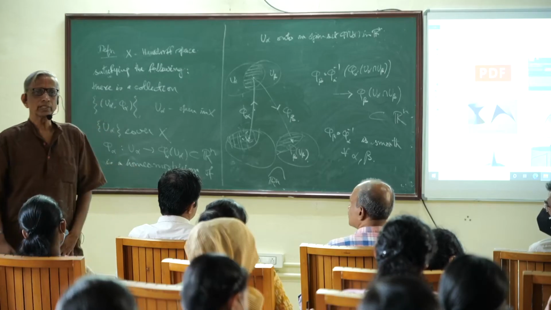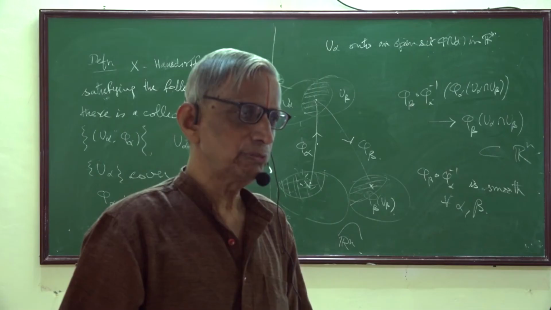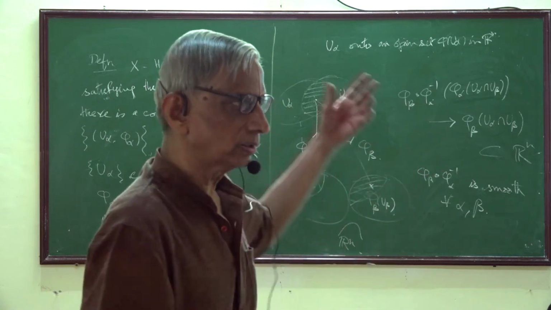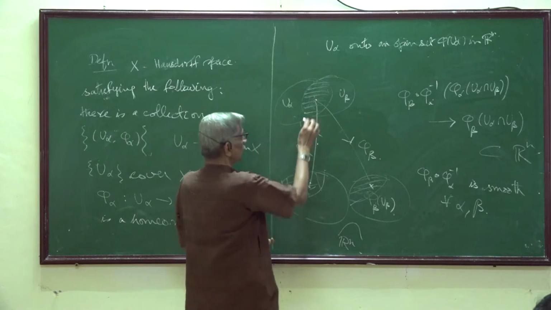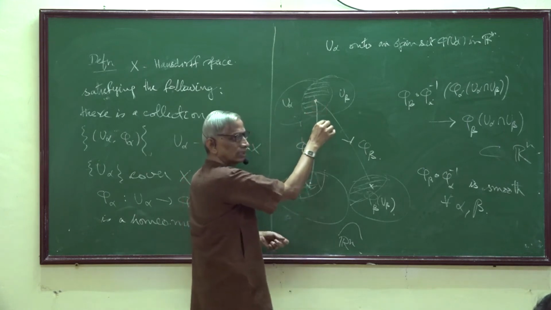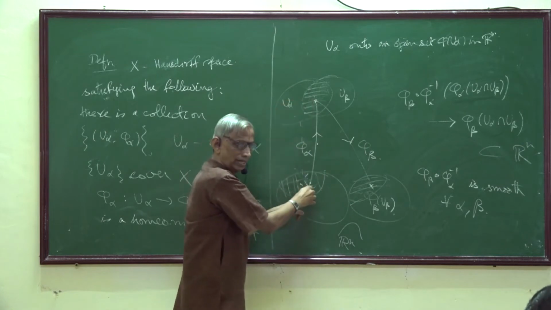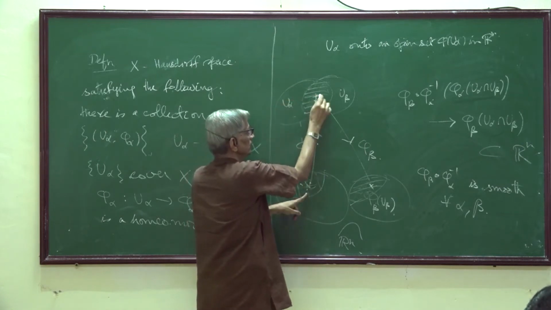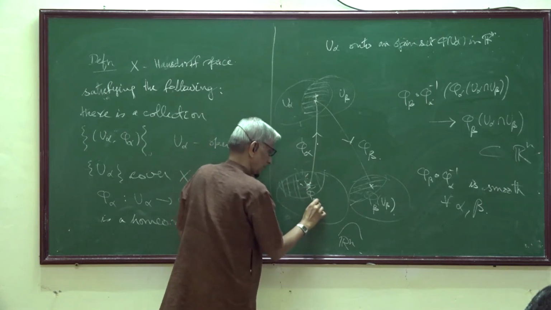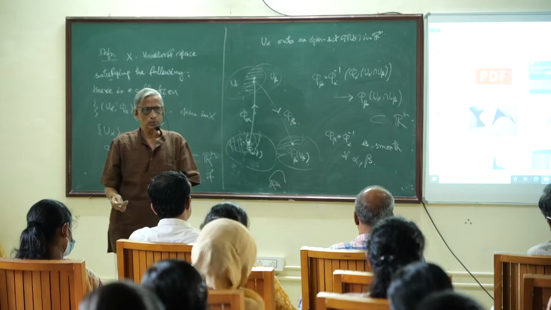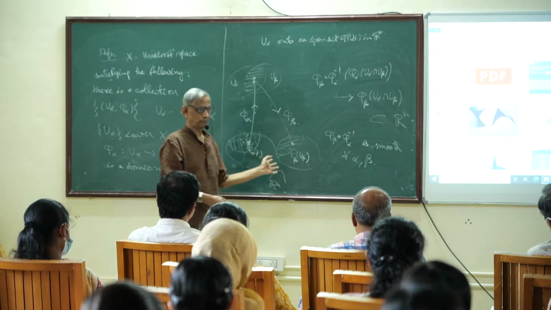So think of this phi alpha as maps which give you coordinates for points on X, points belonging to X. So if you start with a point here, you look at its image here. So this is in Rn. So if P is this point, so phi alpha P is going to be something here. So you can look at the coordinates of phi alpha P in Rn, right?